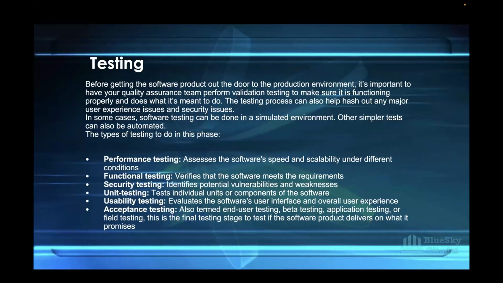The testing process can also help hash out any major user experience issues and security issues. In some cases, software testing can be done in a simulated environment. Other simpler tests can also be automated. So the types of testing to do in this phase, I think I also touched on some last time when I did the introduction into software testing. So these are some of the testing that can be done depending on the project.